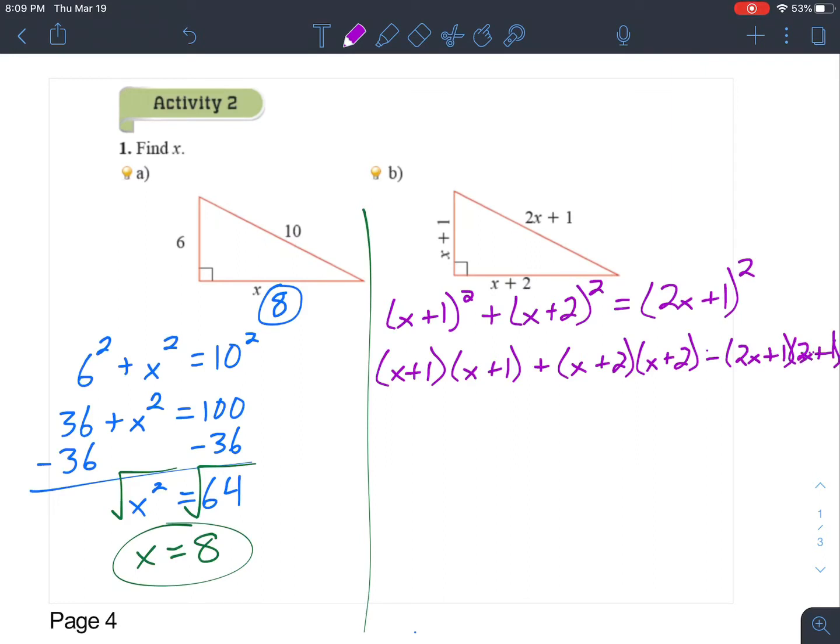Now we are going to run out of space here, but I'll try to squeeze it all in. It's not good, but hopefully you can understand what I was trying to do there. So in the first part, when we FOIL that out, we are going to get x squared plus x plus x plus 1. This second part is going to be x squared plus 2x plus 2x plus 1. And then the last part we're going to get is 4x squared plus 2x plus 2x plus 1.